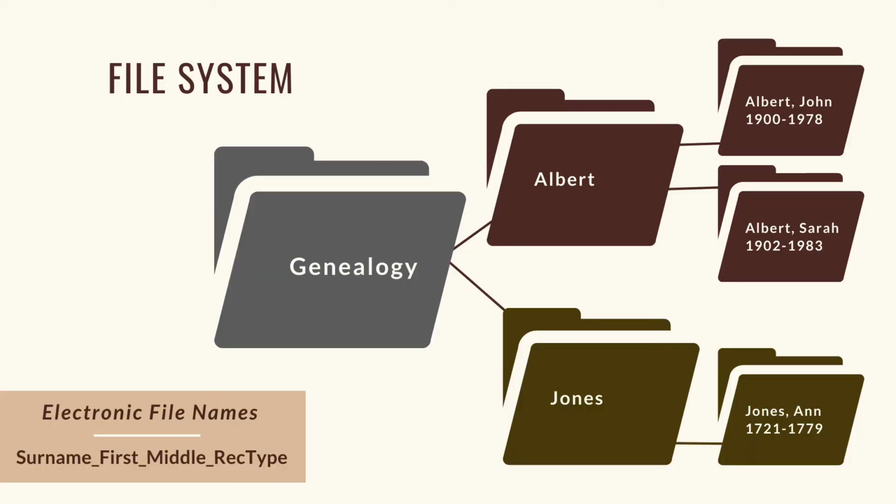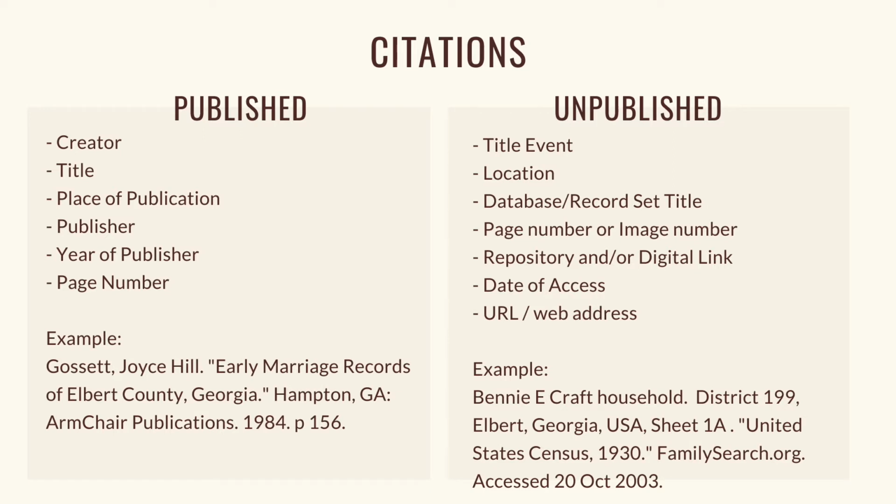A simple file system using folders or binders will work well to get you started. The example shown here works with either physical binders or folders or electronic folders. You start with one binder or folder for each surname, and then within that, you have an additional folder or divider for each individual. It's also important to name your electronic files consistently so that they are easy to find and organize. One example is shown here. Following this naming convention would make it very easy to find all of the wills in your collection or census records.